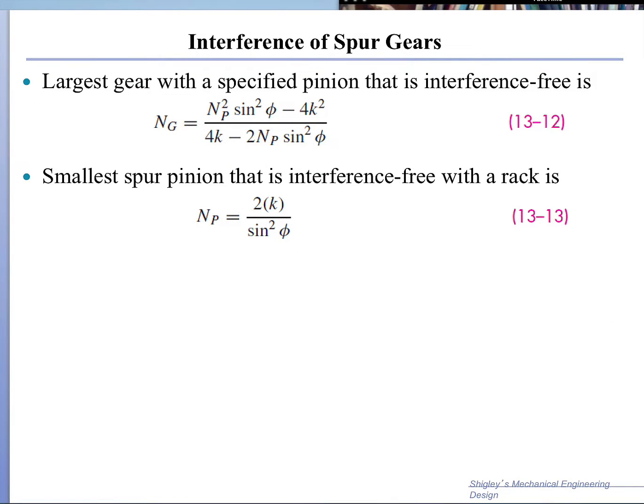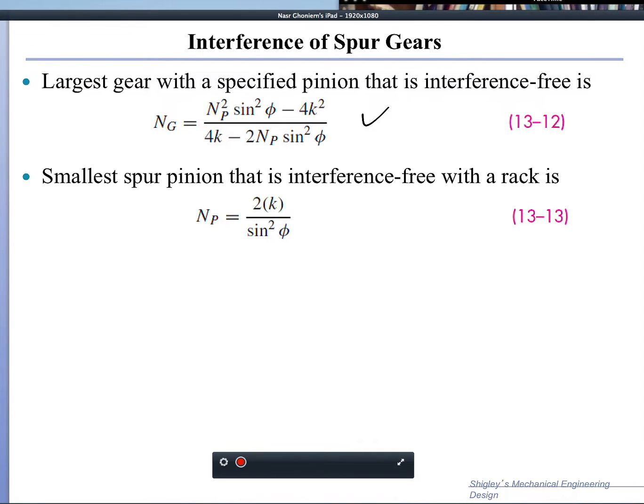So N sub G for the spur gears is the largest gear, and once we specify the pinion number of teeth, we can determine the number of teeth for the gear itself, knowing the minimum number of teeth for the pinion that we have selected already and the pressure angle. So we would use equation 13-12 to determine the number of teeth on the largest gear.